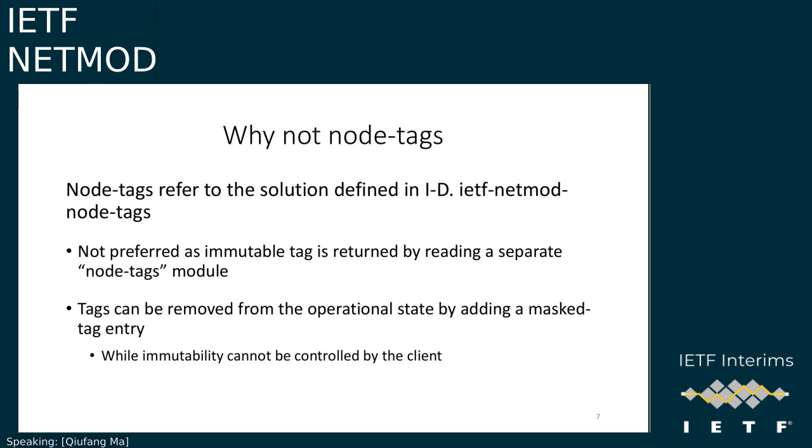The second is about the notext mechanism. There is an ongoing draft already adopted by the working group about the notext mechanism, but it is not preferred, as immutable text is returned by reading a separate module. We would like the immutability to be returned with the nodes instead of reading a separate module to get that immutability information. Also, text is something that can be controlled by the client. It can be removed from the operational state by adding it to the masked text entry, while immutability cannot be controlled by the client. So this is why not notext.